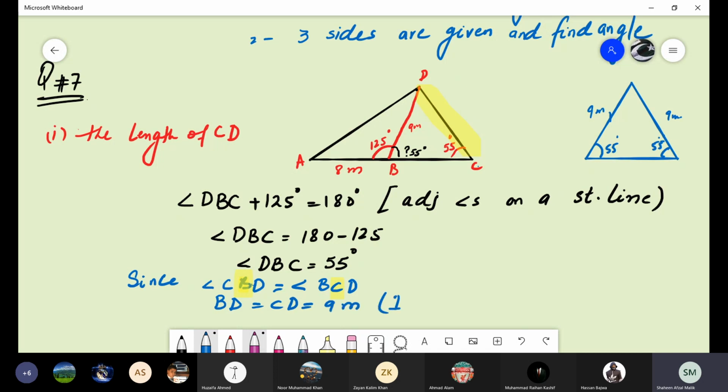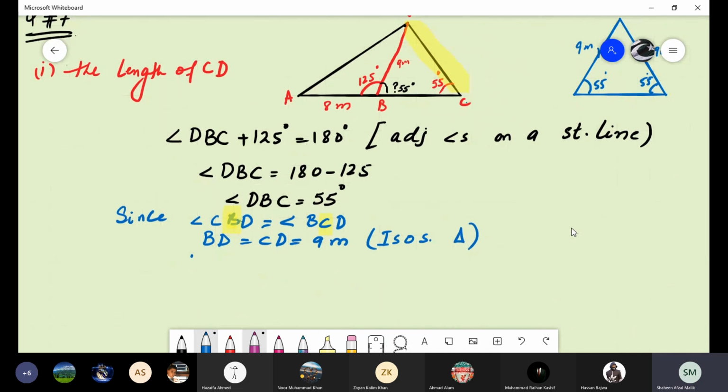Why? Because they are the sides of an isosceles triangle. So therefore we can write that CD is equal to 9 meter.